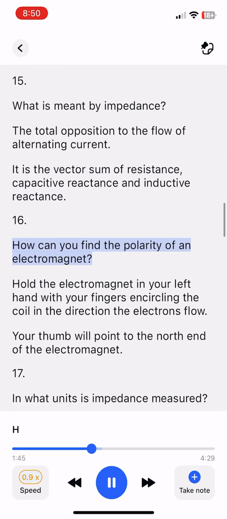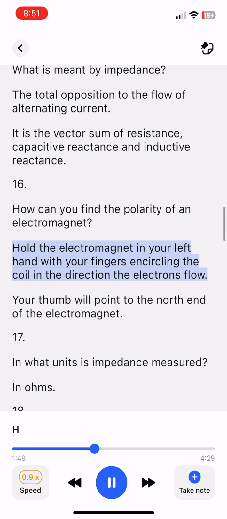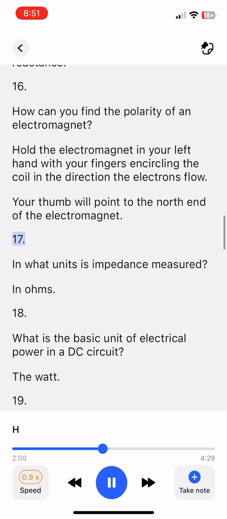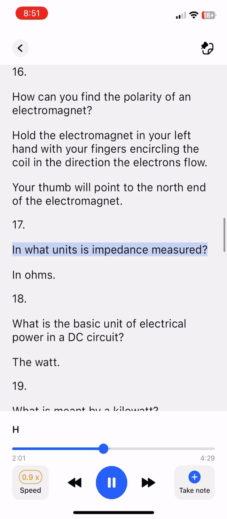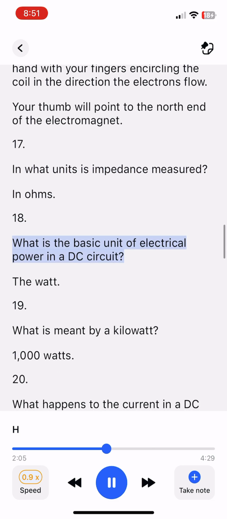16. How can you find the polarity of an electromagnet? Hold the electromagnet in your left hand with your fingers encircling the coil in the direction the electrons flow. Your thumb will point to the north end of the electromagnet. 17. In what units is impedance measured? In ohms.